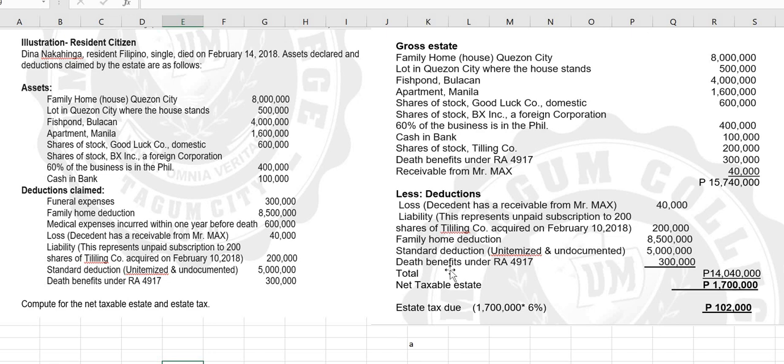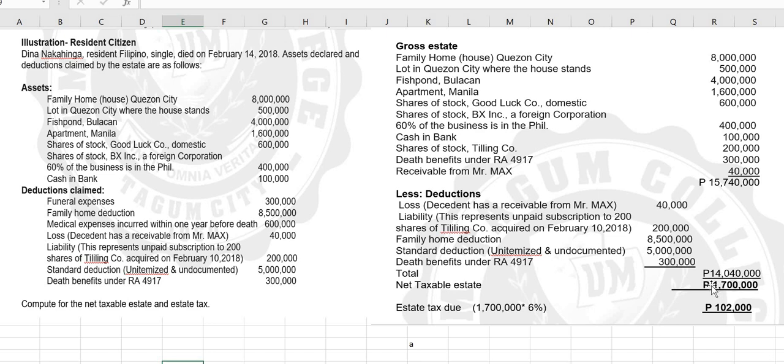Yeah. And then we have here the standard deduction of 5 million also, and then death benefits under RA 1417 of 300,000. So we have total deductions of 14,040,000. So the gross estate less the total allowable deductions of 14,040,000, we have a net taxable estate of 1.7 million.